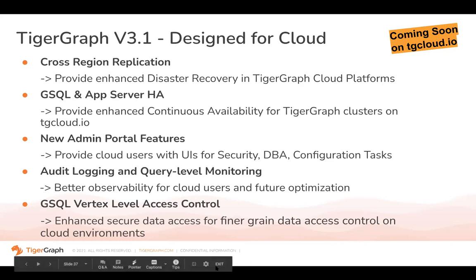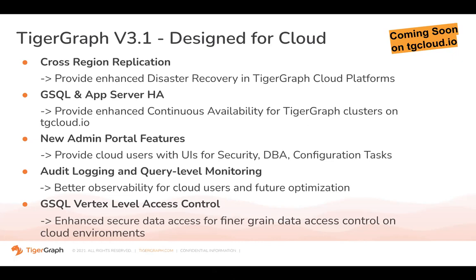And of course, in version 3.1, all of these features are also designed for cloud. For example, the cross-region replication. This is to provide enhanced disaster recovery in TigerGraph Cloud platforms in the future. And the GSQL and App Server HA. This also provides better continuous availability for TigerGraph clusters on tgcloud.io.